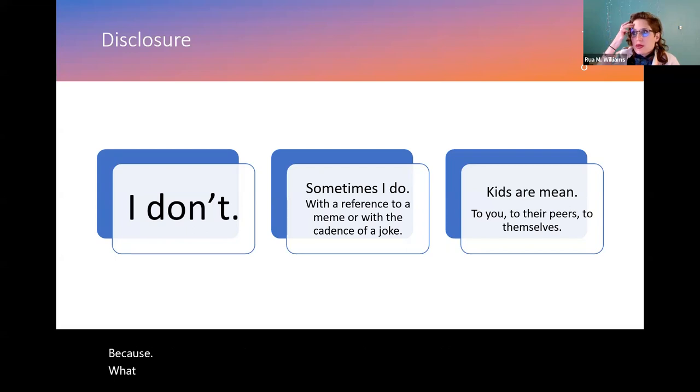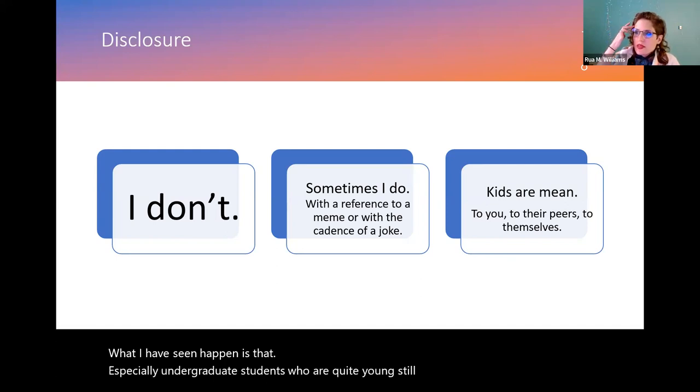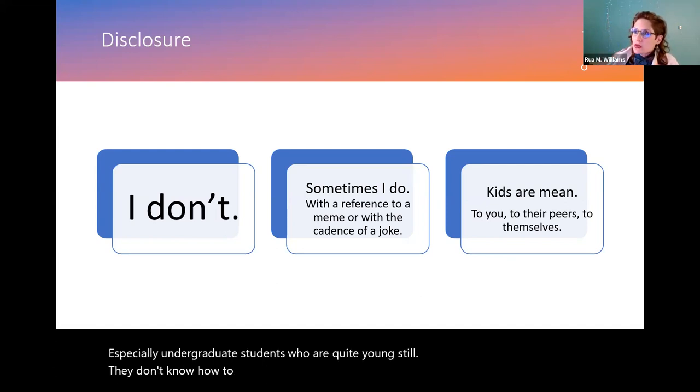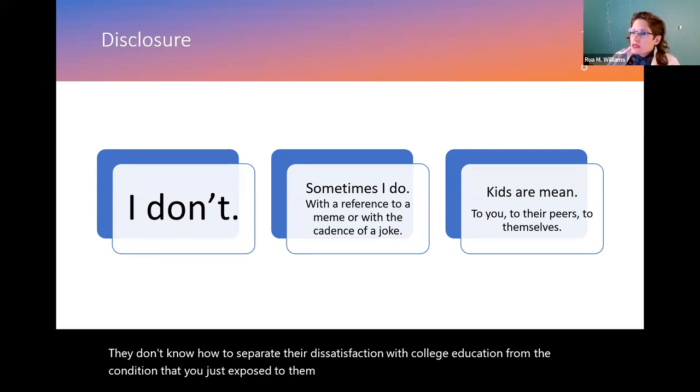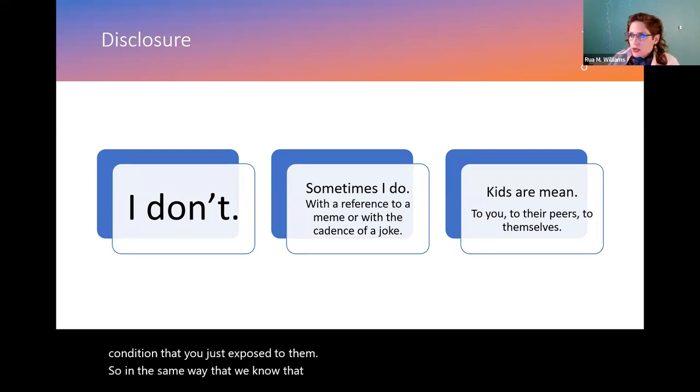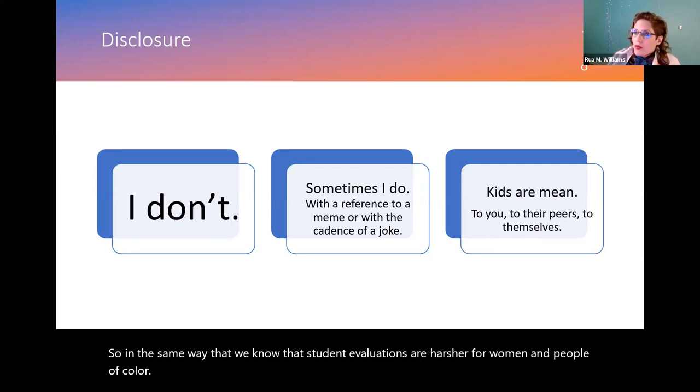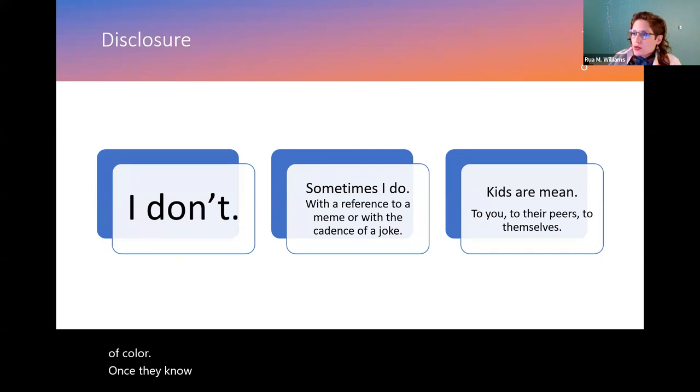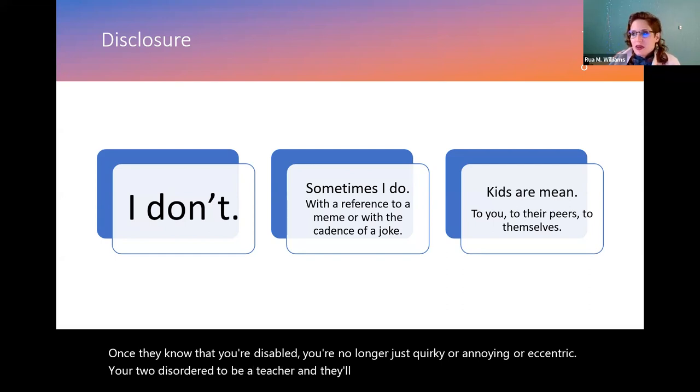What I have seen happen is that especially undergraduate students who are quite young still, they don't know how to separate their dissatisfaction with college education from the condition that you just exposed to them. In the same way that we know that student evaluations are harsher for women and people of color, once they know that you're disabled, you're no longer just quirky or annoying or eccentric. You're too disordered to be a teacher, and they'll write about it, and it's mean. So I don't tell them.